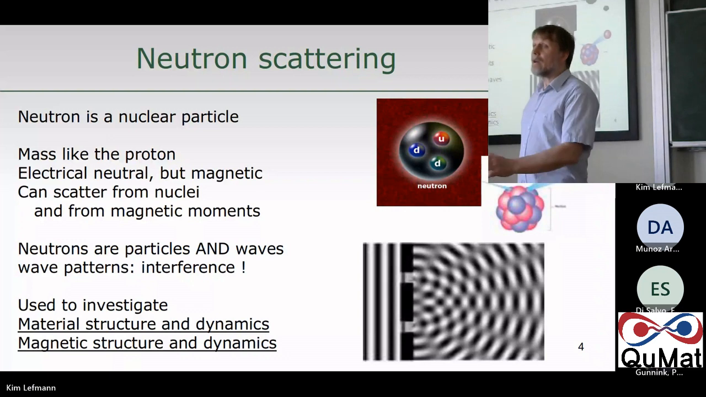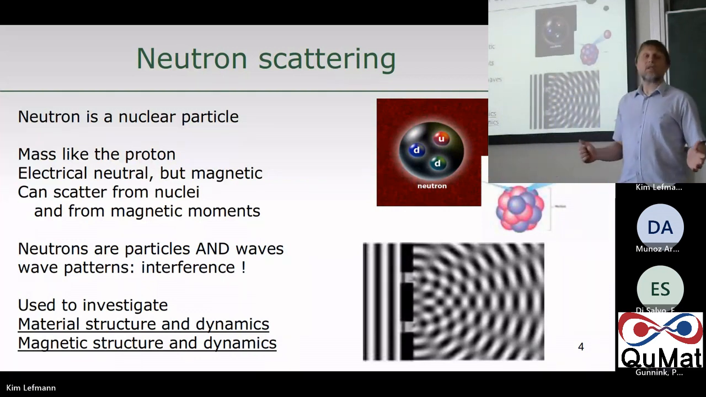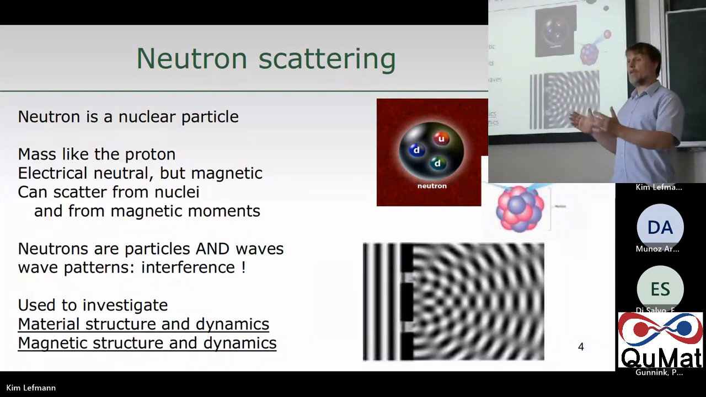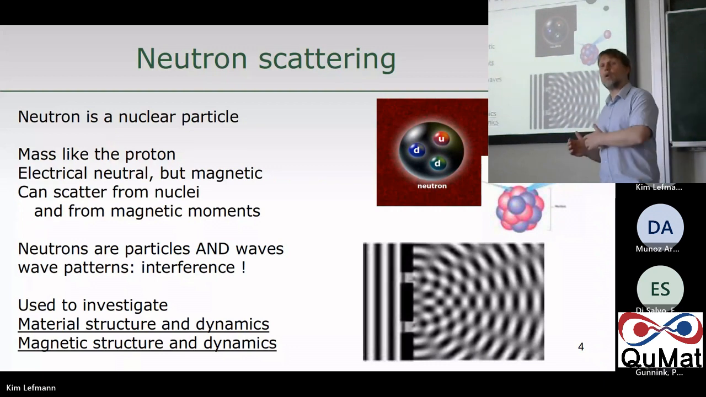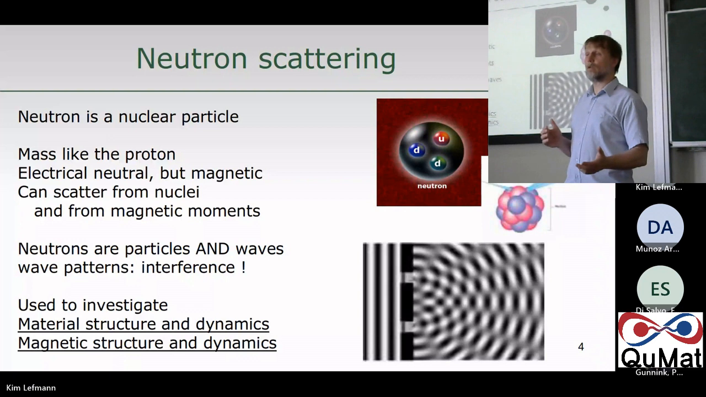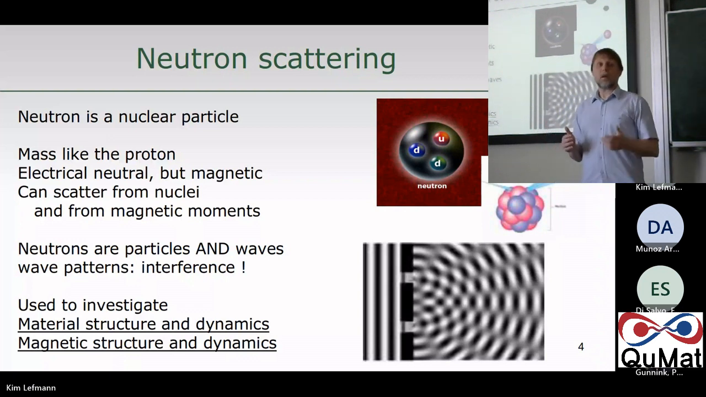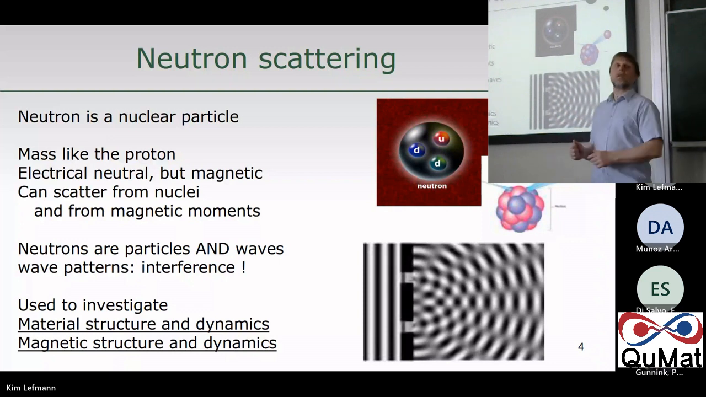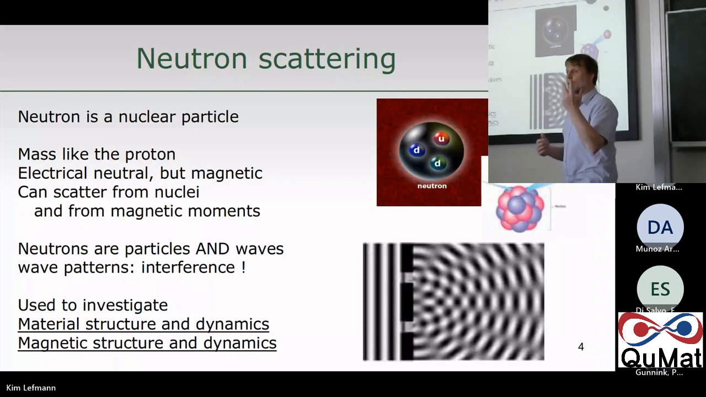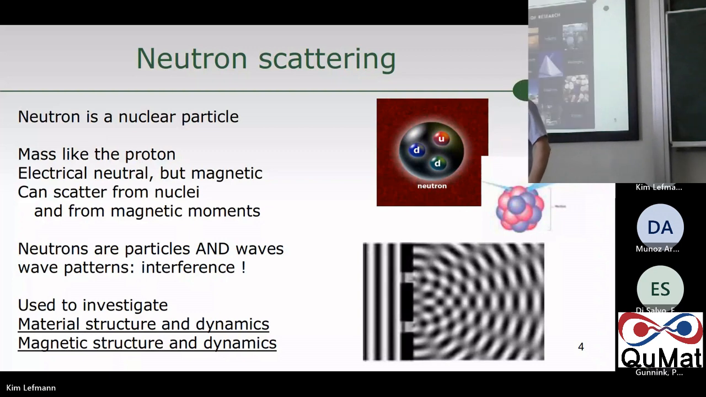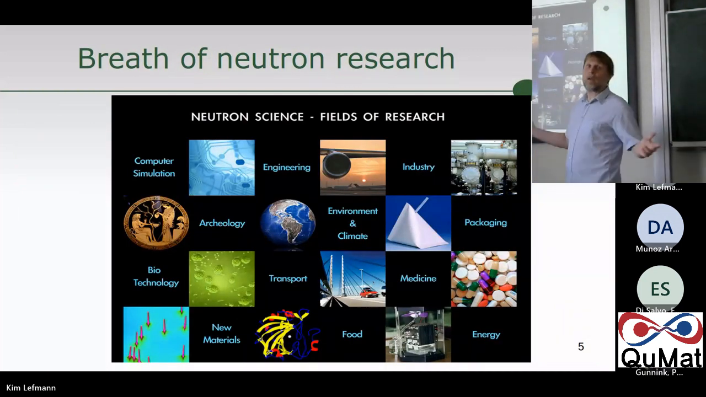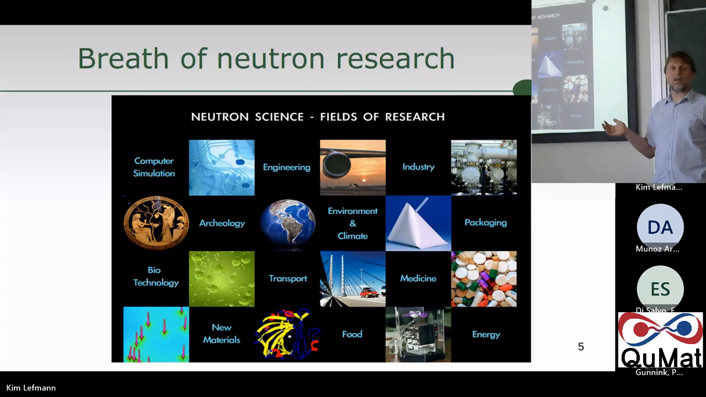But there's also another thing: when you have neutrons with this wavelength, they will have energies from 1 to 200 milli electron volts. So that's also energies that are quite typical in condensed matter. And therefore, what we used to say is that we can measure material structure and dynamics, magnetic structure and dynamics. Those are kind of the four things we are after. The breadth of neutron research is very huge.